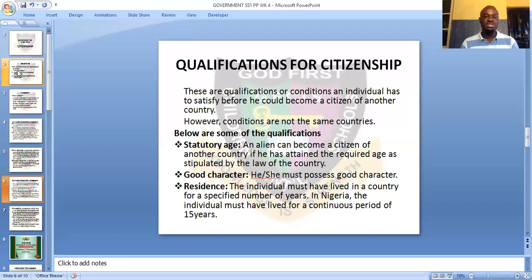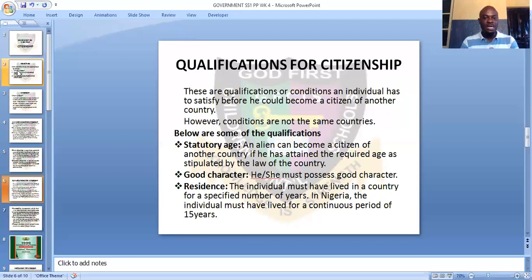The first is statutory age, in the sense that an alien, meaning somebody who is not a member or a citizen of a particular country, can become a citizen of another country if he has attained the required age as stipulated by the law of the country. In some countries, they put age 21 and above, and some 18 and above, but it's always a mature age. So some countries will put a tag of a particular age that the person must be, from so age to so age, or from so age and above.